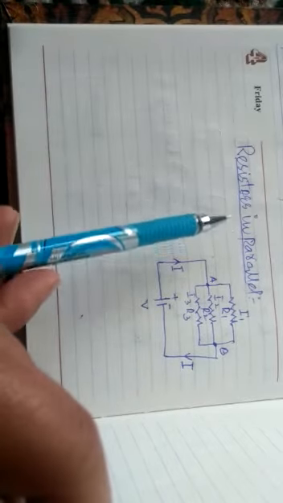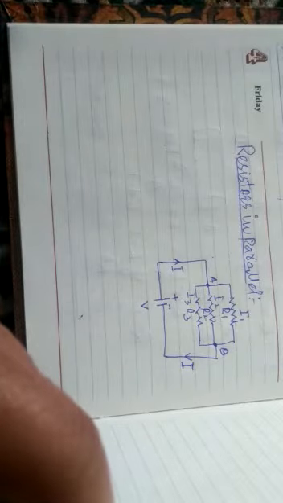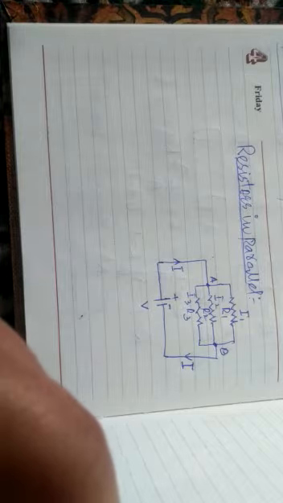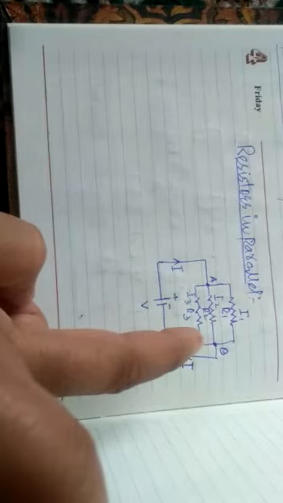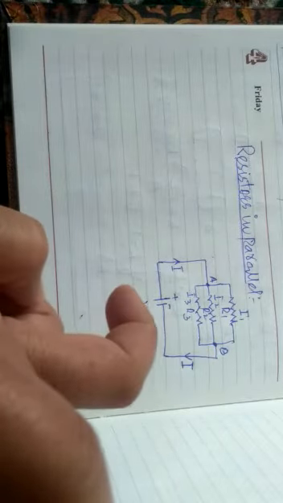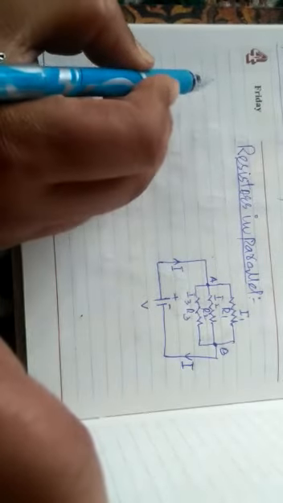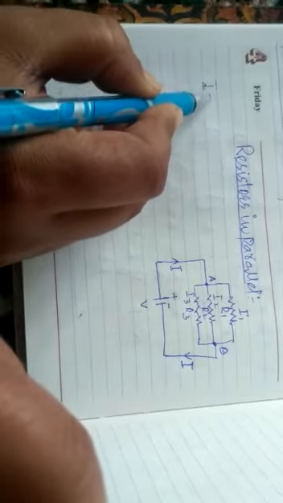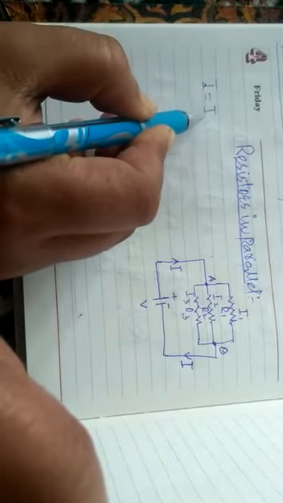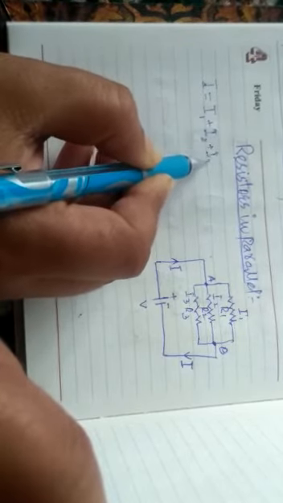So resistors in parallel: two or more than two resistors are said to be connected in parallel if they are connected such that one end of each resistor is connected to one common point, and the other end of each resistor is connected to another common point, such that the same voltage is across them. Now, in order to derive this equation, we can have I, the total current, equals I1 plus I2 plus I3.